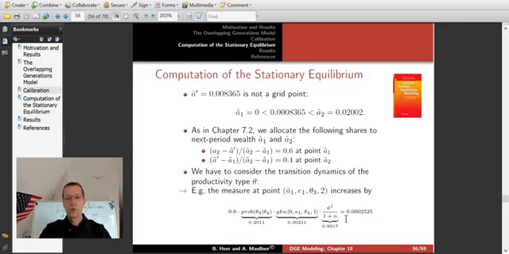And we continue to do this for all theta 1.